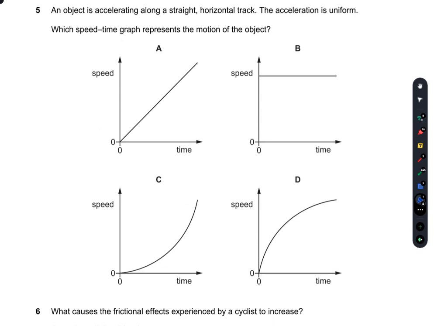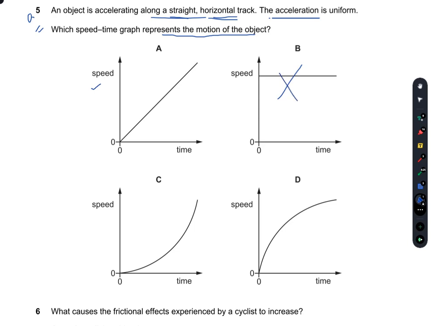Question number 5. An object is accelerating along a straight horizontal track. The acceleration is uniform. Which speed time graph represents the motion of the object? So it is moving along a straight horizontal track and the acceleration is uniform. All these four are speed time graphs. In B, the acceleration is not changing, so it won't be correct.